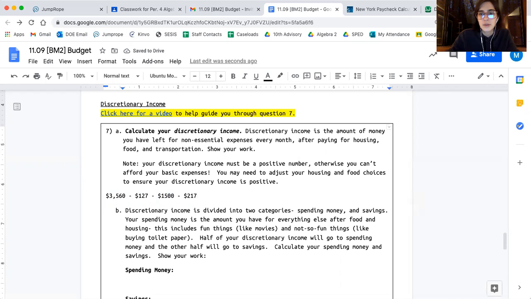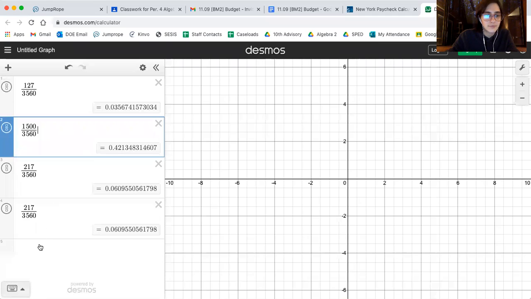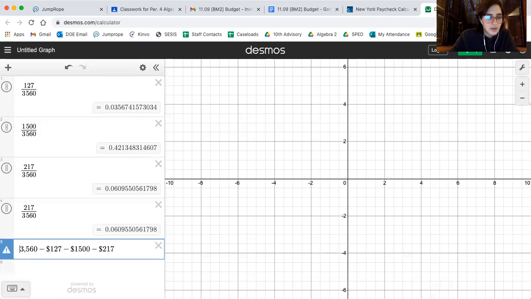Okay, so let me go ahead over to Desmos. You can put this in whatever calculator makes sense for you, but you do not want any dollar signs. You do not want any commas if you're putting it in Desmos.